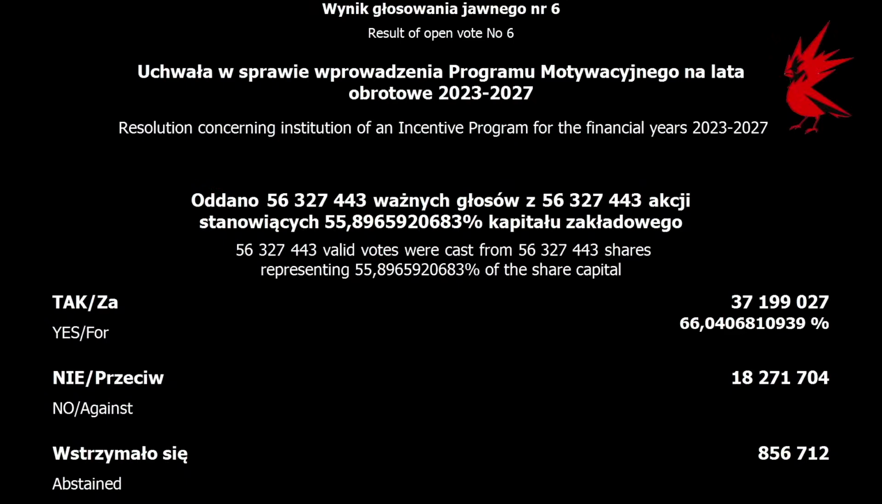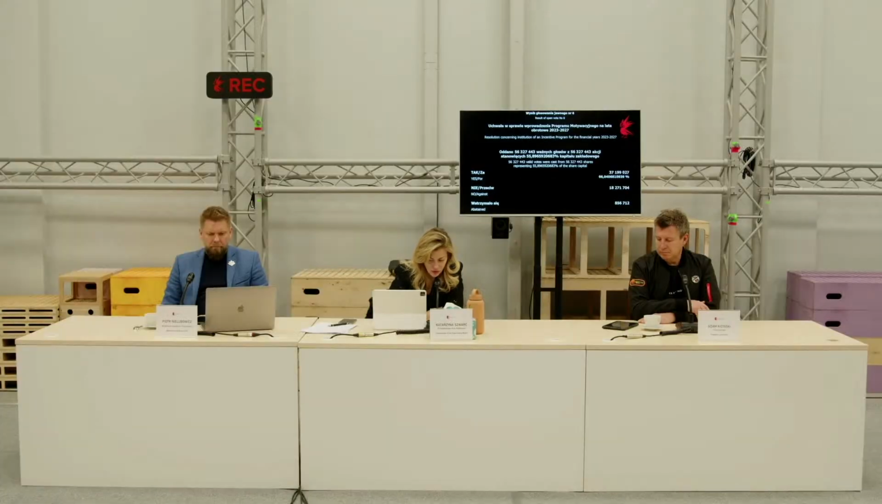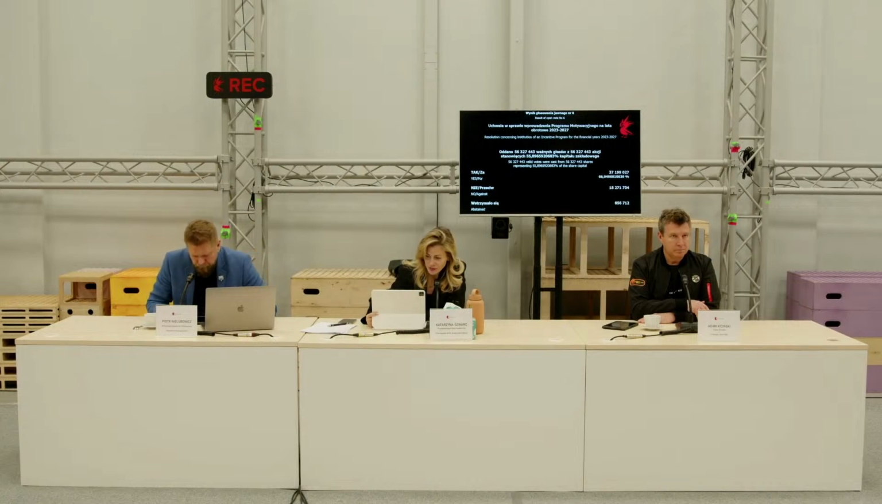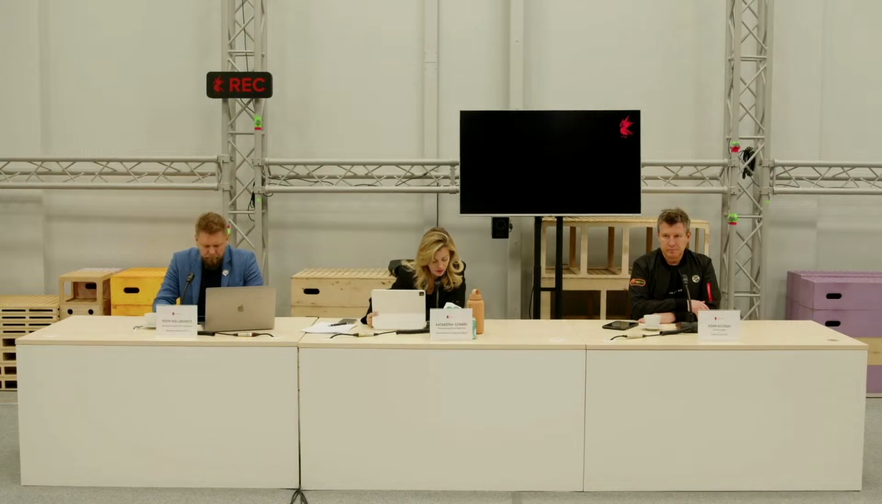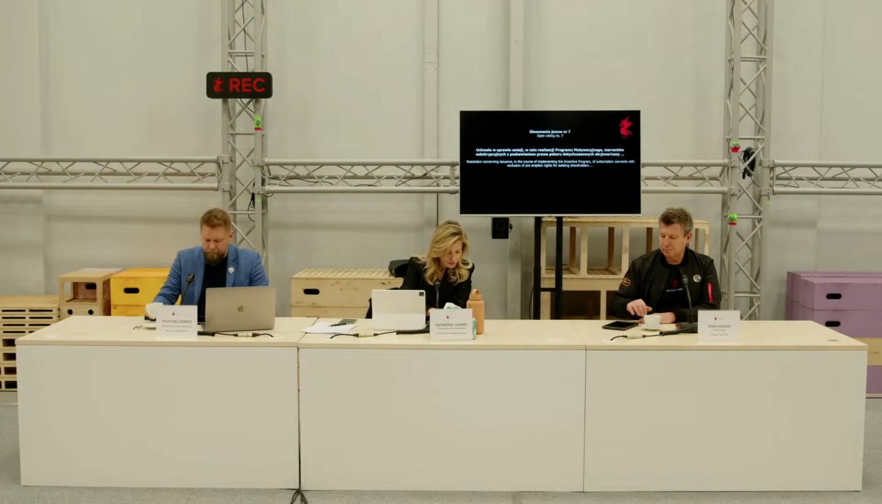Dziękuję bardzo. Ogółem oddano 56 milionów 327 443 ważne głosy. Za uchwałą oddano 37 milionów 199 027 głosów. Przeciwko 18 milionów 271 704 głosy. Wstrzymało się 856 712 głosów. Uchwała została podjęta. I kolejna uchwała numer 7 dotyczy emisji w celu realizacji programu motywacyjnego warantów subskrypcyjnych z pozbawieniem prawa poboru oraz warunkowego podwyższenia kapitału zakładowego w drodze emisji akcji serii N z pozbawieniem dotychczasowych akcjonariuszy prawa poboru. I w tym zakresie wymagana będzie kwalifikowana większość 4/5 głosów. Bardzo proszę o głosowanie.